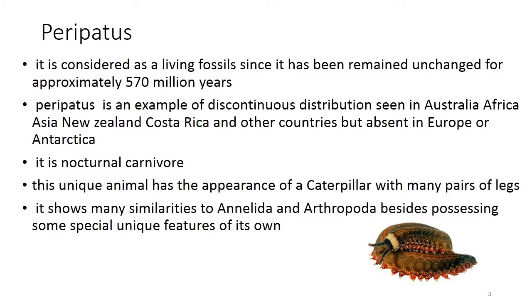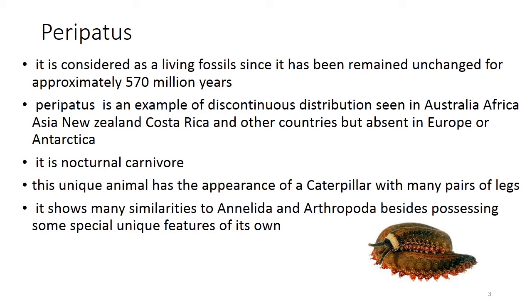Peripatus is an example of onychophorans. It is considered a living fossil since it has remained unchanged for approximately 570 million years. And it shows a pattern of discontinuous distribution. Discontinuous distribution, that pattern itself shows that it is an old or ancient arthropod. So this question usually comes, asking why Peripatus is considered a living fossil.